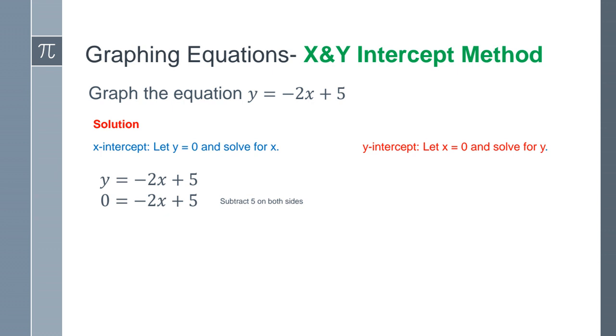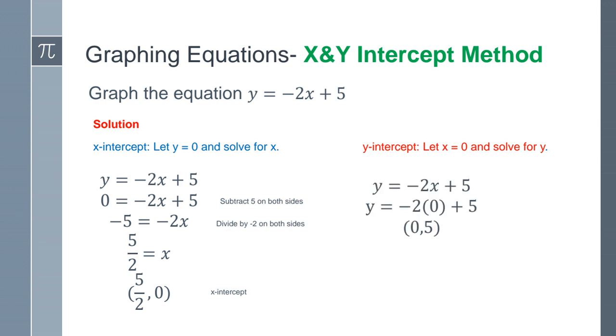So let's go ahead and do this example. We're going to find the x-intercept. We're going to let y equal 0 and solve for x. So here y is 0. Now I'm going to subtract 5 on both sides, and I get negative 2x is equal to negative 5. I'm going to divide by negative 2. So negative 5 divided by negative 2 will be positive 5/2. So that's going to be our x-intercept. And for our y-intercept, we're going to let x equal 0. Negative 2 times 0 is 0, plus 5 would be 5, so 0, 5.